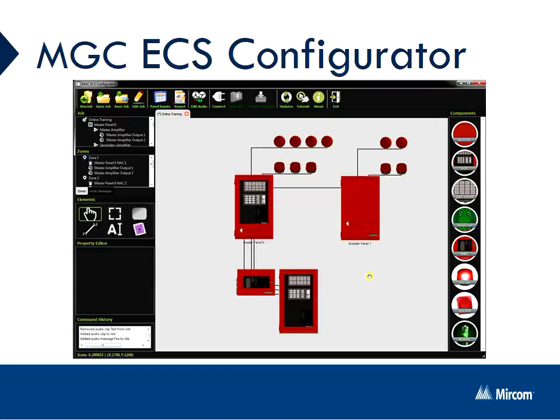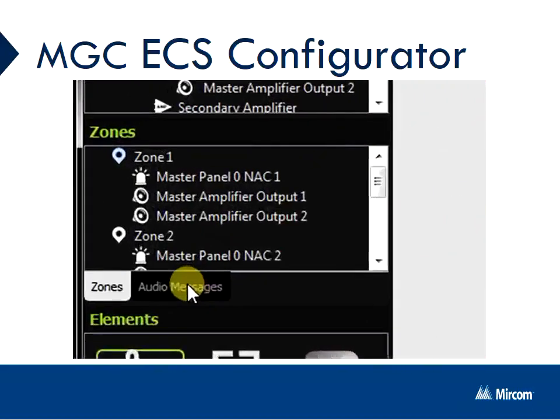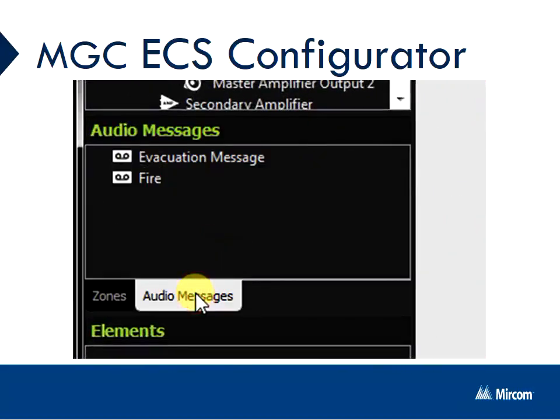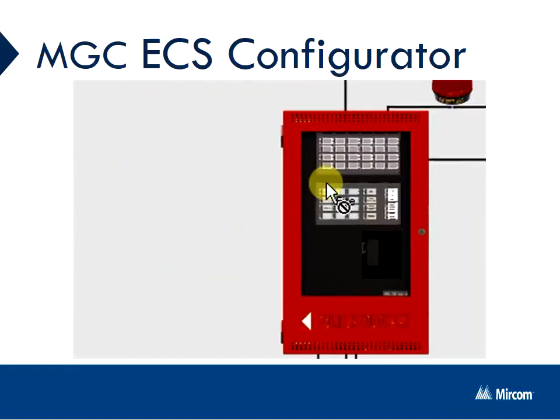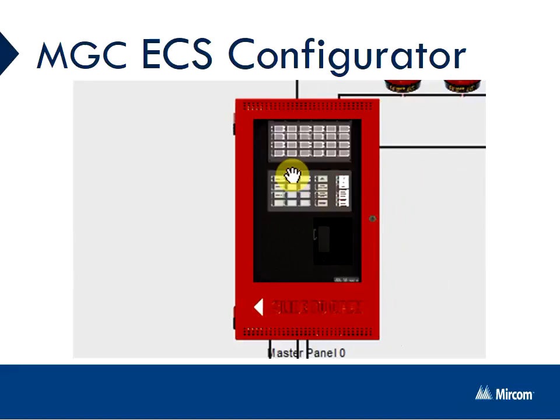Now that we have an audio message, we can add it to a selector switch. Click on the Audio Message tab beside Zones and drag and drop each of the messages to the respective selector switch on the main display, or display adder.